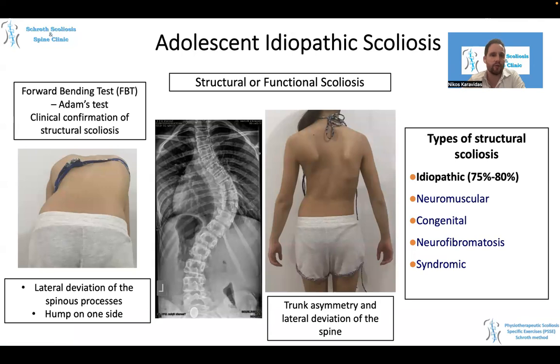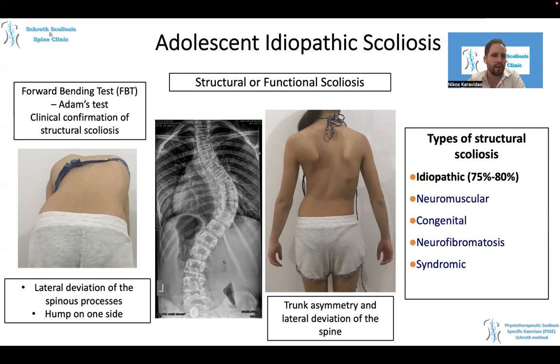The first thing you need to evaluate when you have a scoliosis patient is to define whether this scoliosis is structural or functional. So again, I have to repeat that the first thing is to look at the patient clinically, and then you go to confirm your clinical diagnosis in the X-ray.